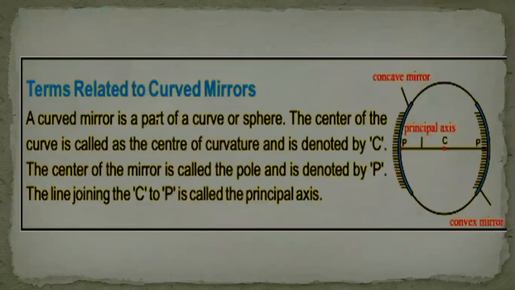Now we will see some terms related to curved mirrors. These are very, very important to understand the image formation. A curved mirror is a part of a curve or a sphere. Like this is a sphere. If we divide this in half like this, this forms a curve. So the center of the curve is called the center of curvature. Like the center of this round one, that is called the curvature. When it is divided like this, this is the central point, so curvature will be here, that is represented by capital C.